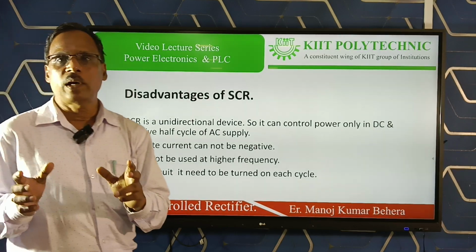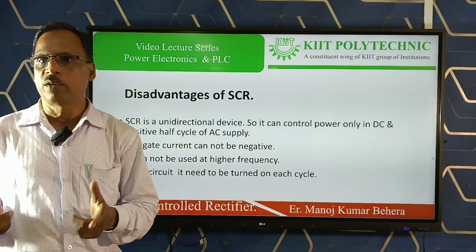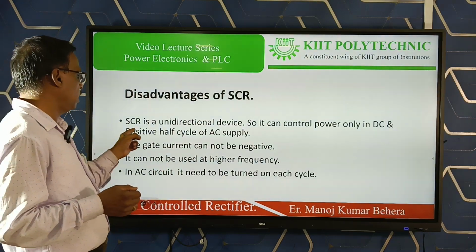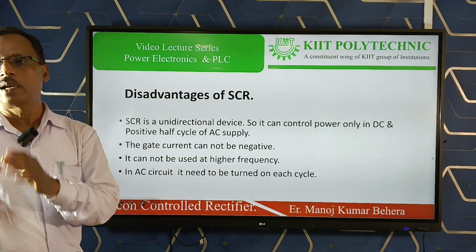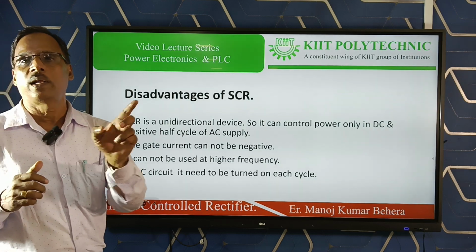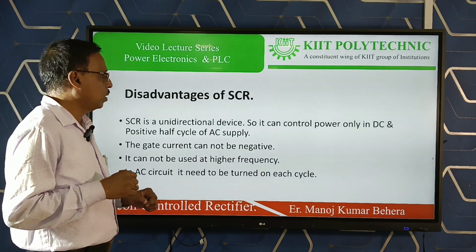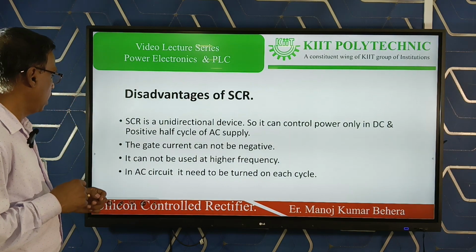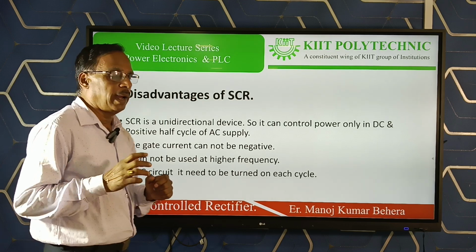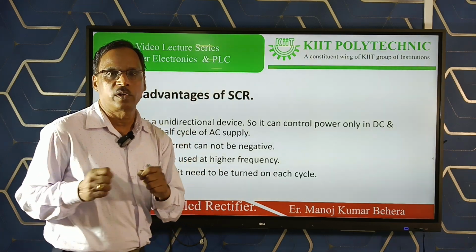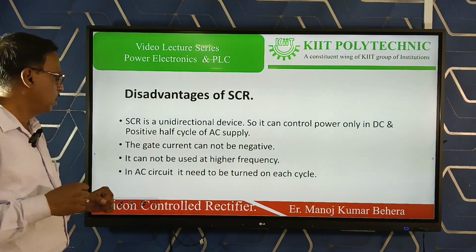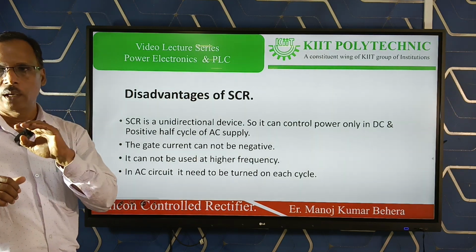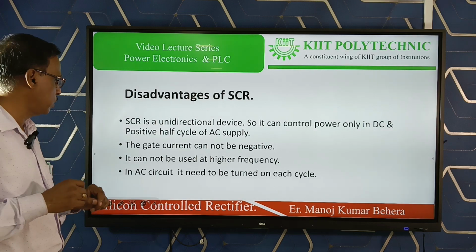Any switching device has certain advantages and disadvantages. Similarly, here certain disadvantages are there. It is only a unidirectional device. SCR can operate in one direction only, so it can be used only for DC power. And gate current cannot be negative. This is the biggest disadvantage of the SCR. It cannot be operated at very high frequency, so it can be used only at rated frequency.